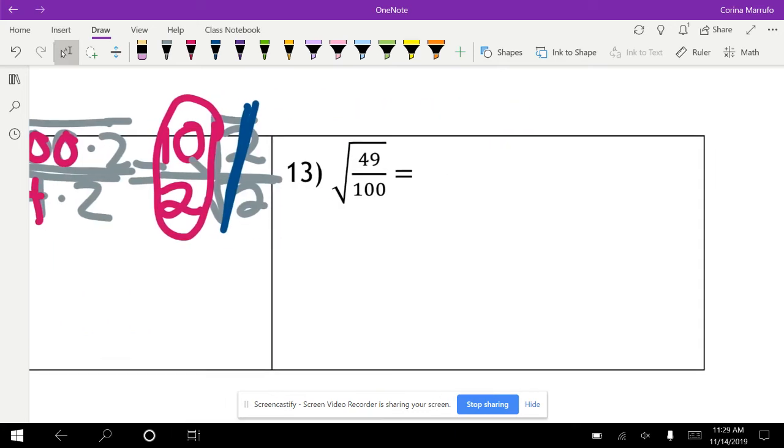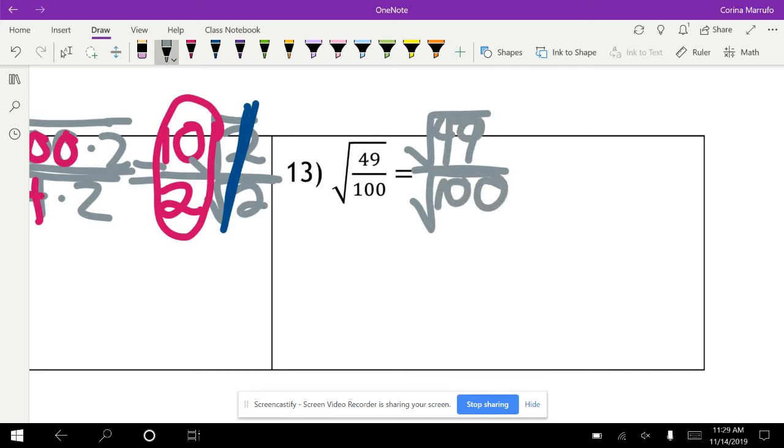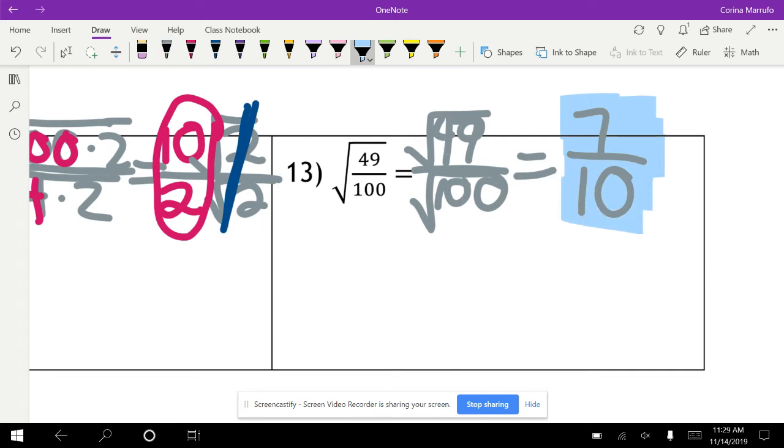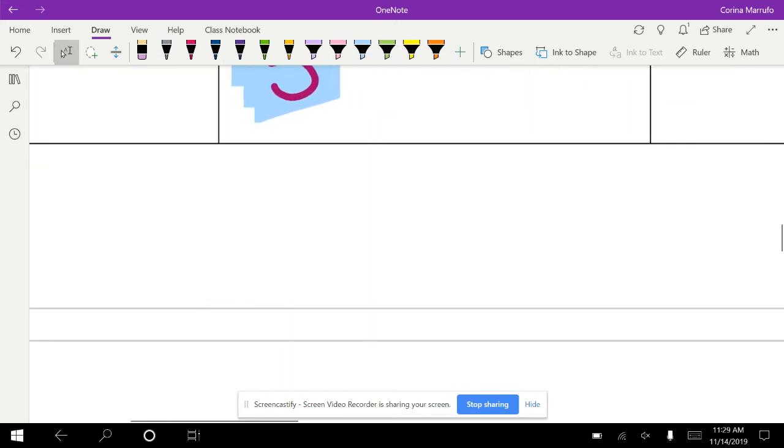Next, we have the square root of 49 over the square root of 100. We can split it up. So we have the square root of 49 over the square root of 100. And so the square root of 49 is 7 and the square root of 100 is 10. Now that we cannot reduce, the fraction is already all the way simplified, so we leave it as 7 over 10.